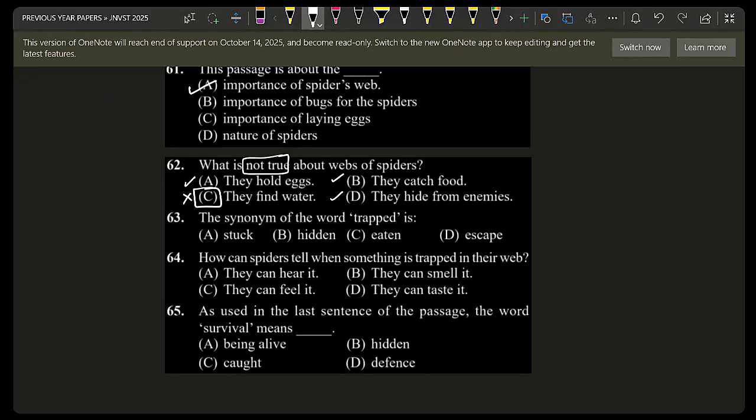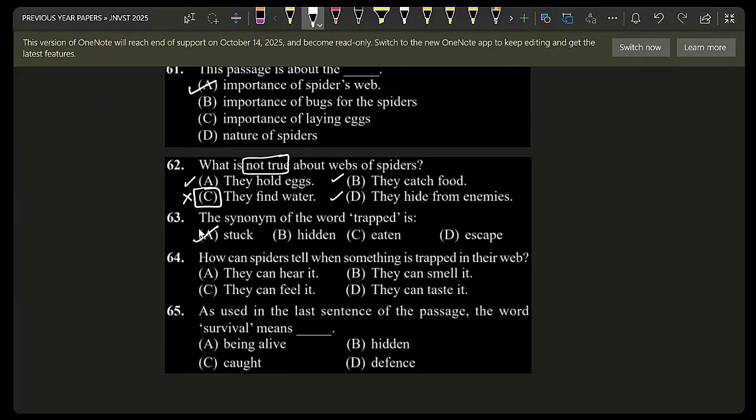And 63. The synonym of the word trapped. Trapped means somebody made a plan for us and we are in that plan, and then that is trapped. So trapped and stuck, same meaning. Hidden means we are hiding behind something. Eaten and escape. So trapped, the correct synonym is stuck.